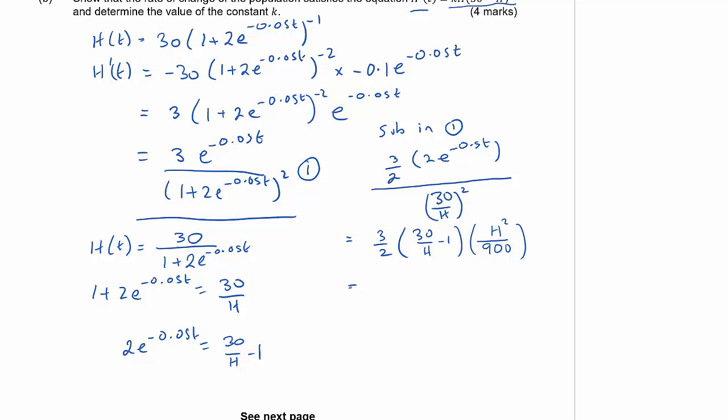So 3 in the 900 will cancel down to 300 and bring that out here, and I'm going to get 1 over 600 when it multiplies that 2. And then if we take one of those h's and just pop it there because we've got an h just there, and the other h we multiply into here, we end up with 30 minus h, which is perfect, exactly what we want, and therefore k equals 1 over 600.